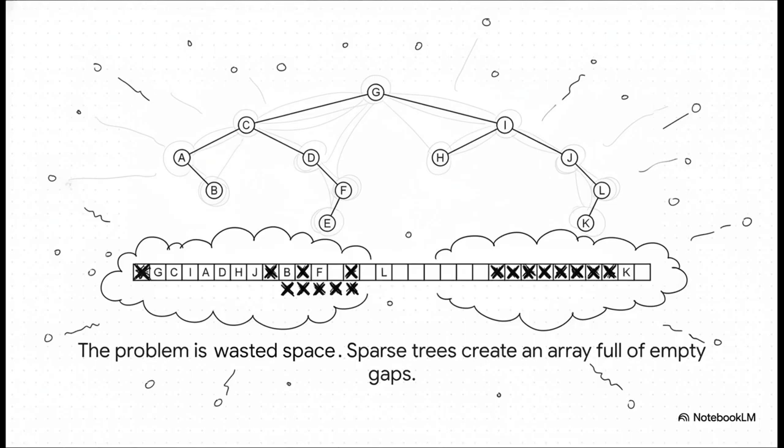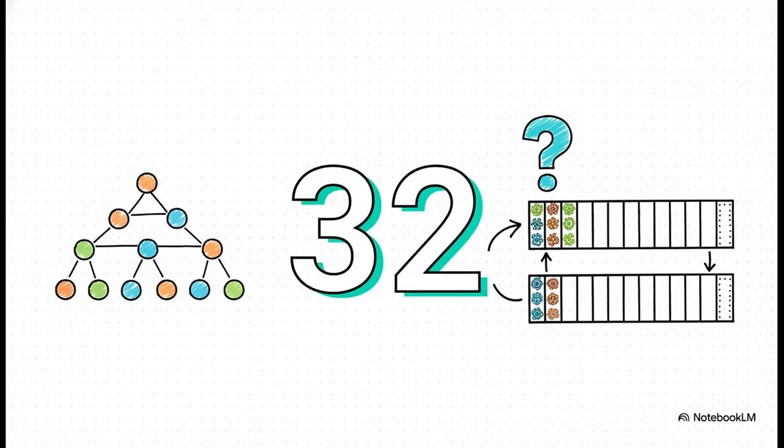But for a sparse, lopsided tree like this one, you end up creating an array that is mostly just empty, useless space. And for a small tree, you might think, so what? But get this, a sparse tree with only 12 nodes could easily force you to create an array with 32 slots. That's over half the memory sitting there, completely empty. And if you add just one more deep level, the size of that array can double all over again. This problem can get out of hand really, really fast.